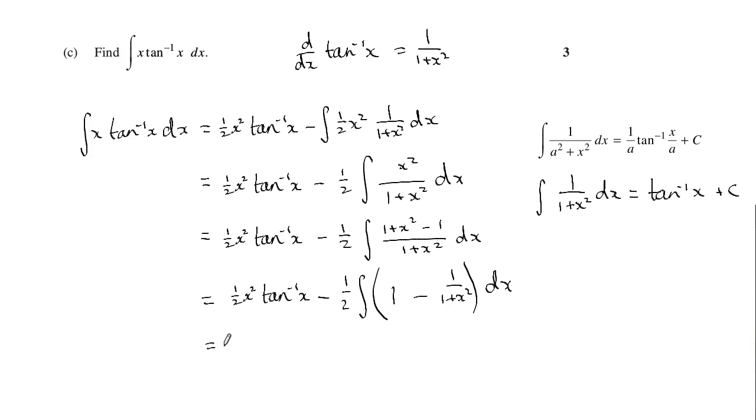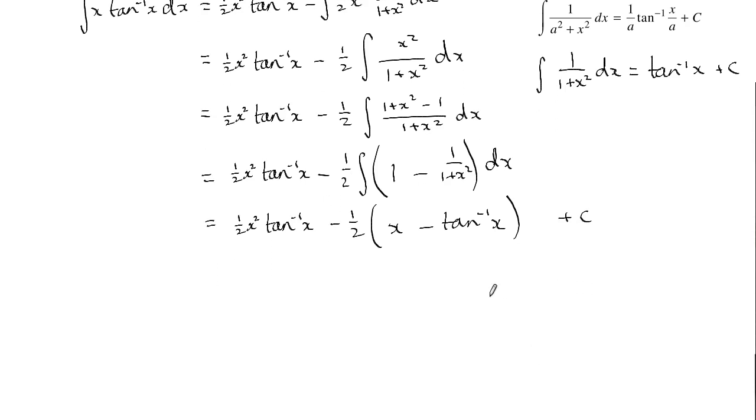Well, that's great now, because we can integrate that quite easily. The 1 becomes x, and then this is just our arctan x again. And I'll just put the plus c at the end. And I'll put everything over 2 there, because you've got the half on all those bits. There it is.